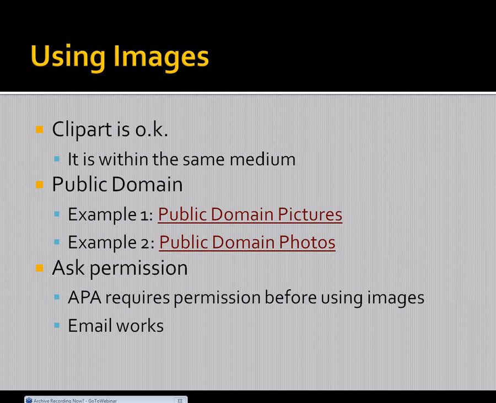If you find something on the internet or there's other resources that you want to use, you can use them as long as you ask permission. And I'm going to show you how I did that for the presentation that I conducted.